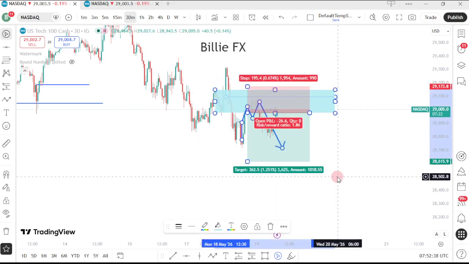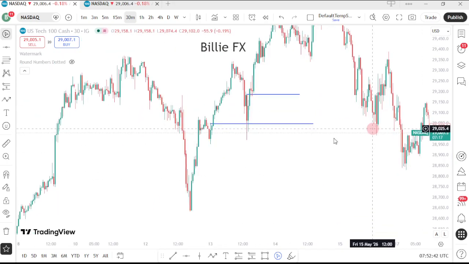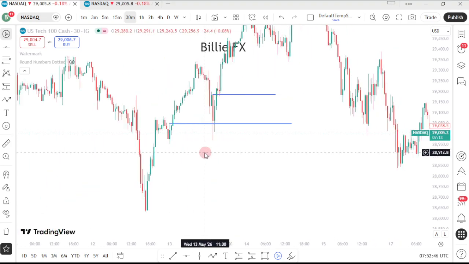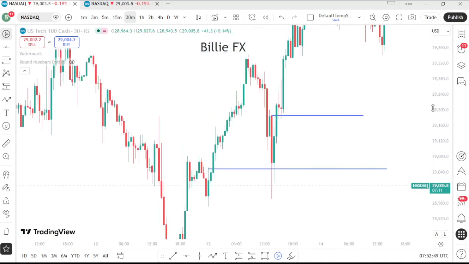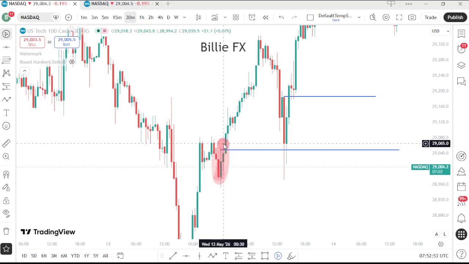Now let's go to the chart to look at the other two examples that I have over here. So for the first example, we have this candle. So you can see a bearish candle over here that was totally engulfed by a bullish candle. A bearish candle totally engulfed by a bullish candle. So we have a bullish engulfing candlestick pattern. That becomes an area of demand.